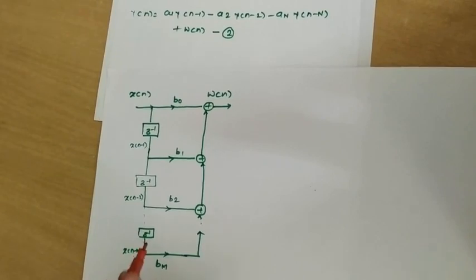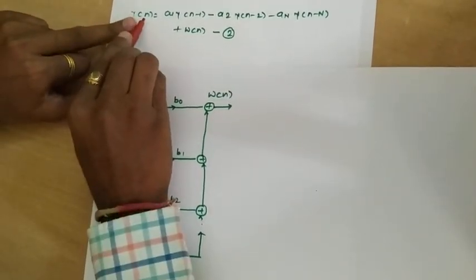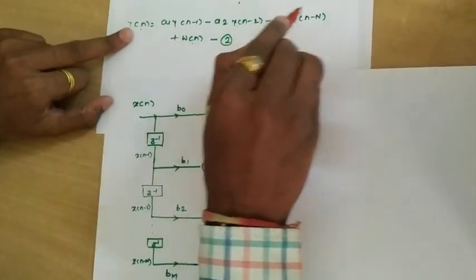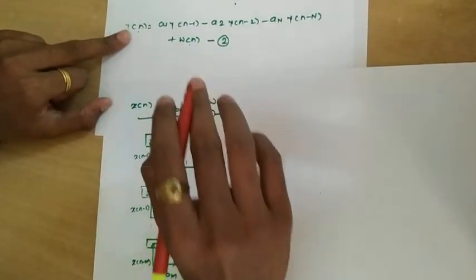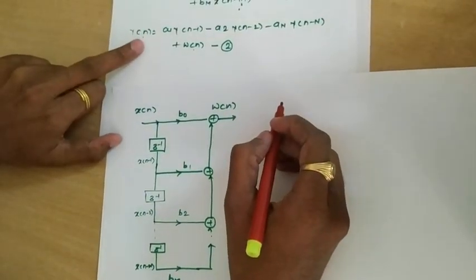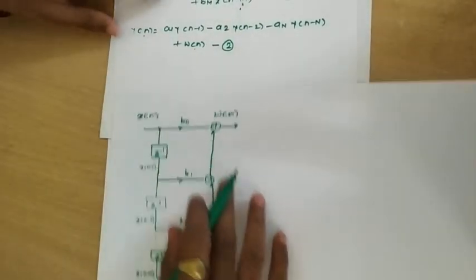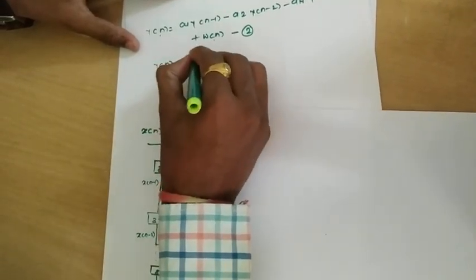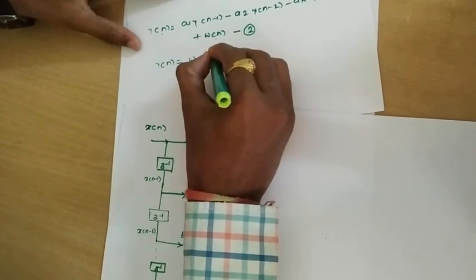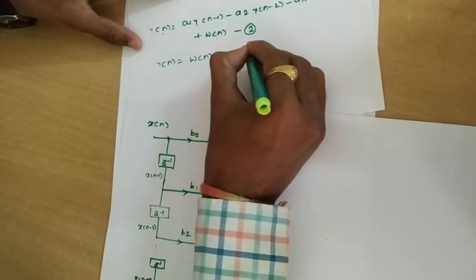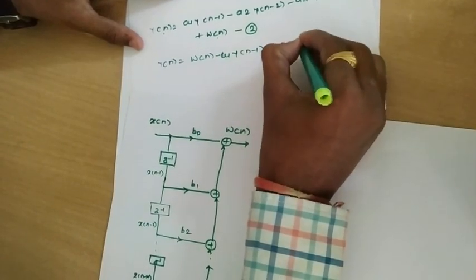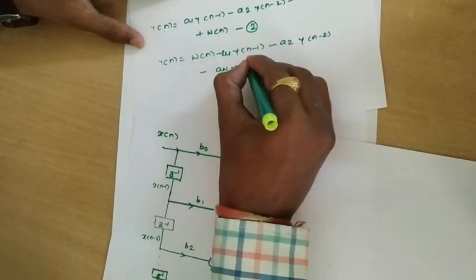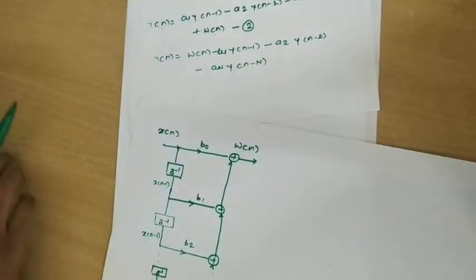Now if you see equation number 2 here, your output is y of n and the input terms are w n with output samples y n minus 1, y n minus 2 and so on. So in order to realize this, if I rearrange this equation in a proper way, we can write the same equation. y n is equal to w n added with terms like minus a1 y n minus 1, minus a2 y n minus 2, minus a n y n minus n. Now we'll realize this equation.